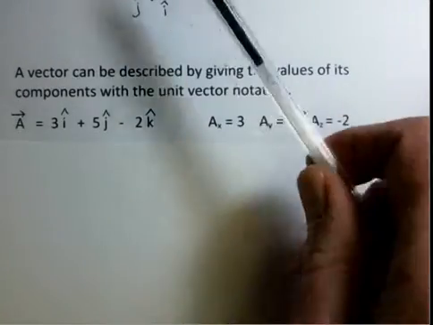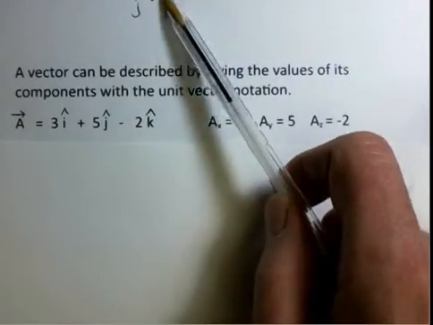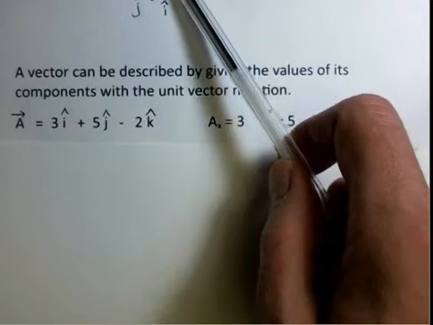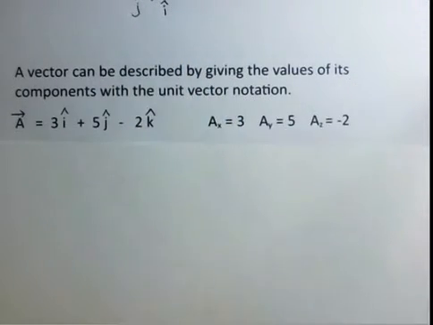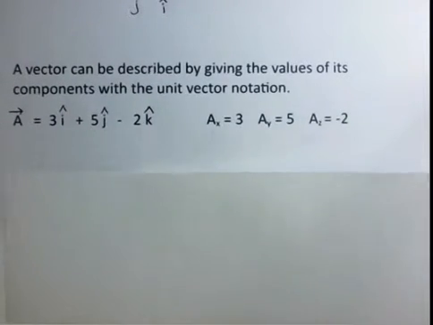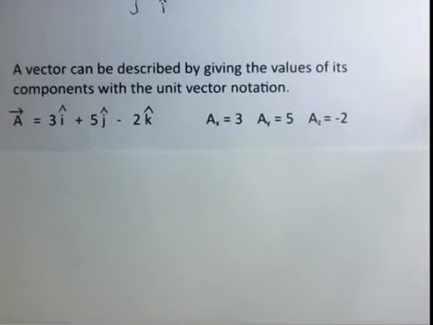So I'm not going to attempt to sketch here, but we go 3 units out this way, 5 units in the j direction, and then down into the paper 2 units. And then we would draw from the origin to where that trail left off. So that's unit vector and the vector notation.